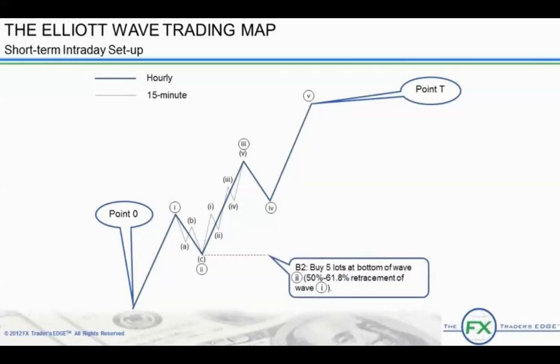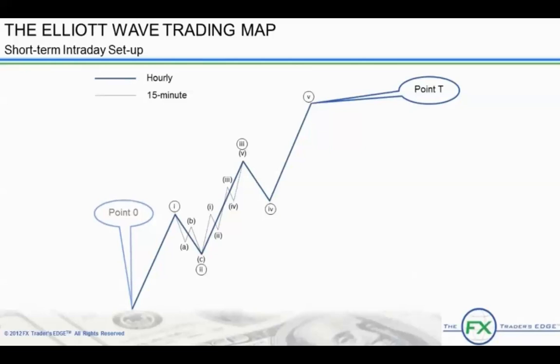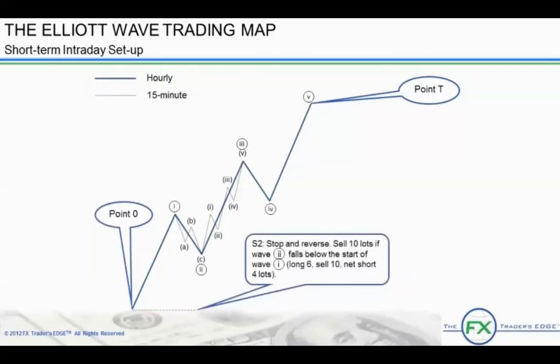We buy 5 lots at this level, so now we are long 6 lots. This is our second buy trade, B2. Our stop loss remains below the beginning of the larger degree wave 1 circled, point 0, which is S2, at which point we stop and reverse by selling 10 lots to go net short 4 lots. Again, if our count is wrong, we will make back the money by going net short.